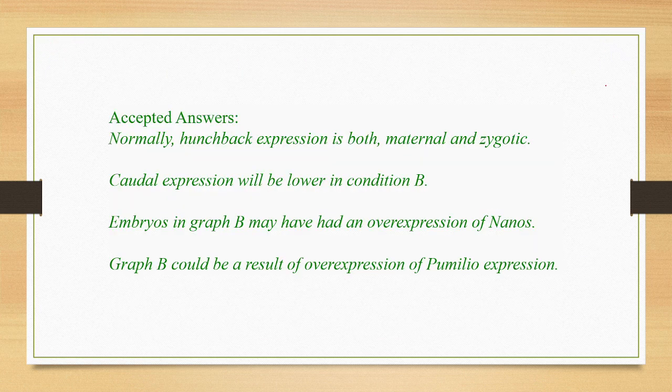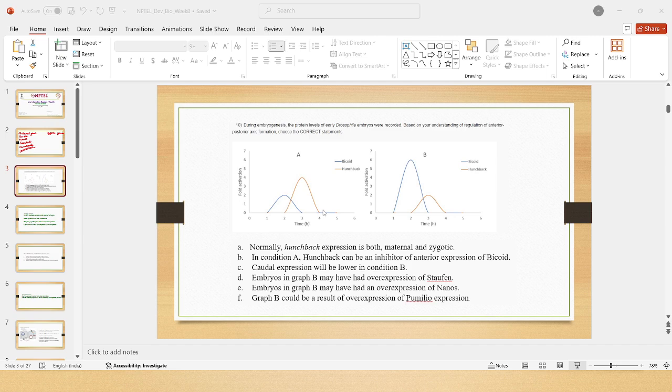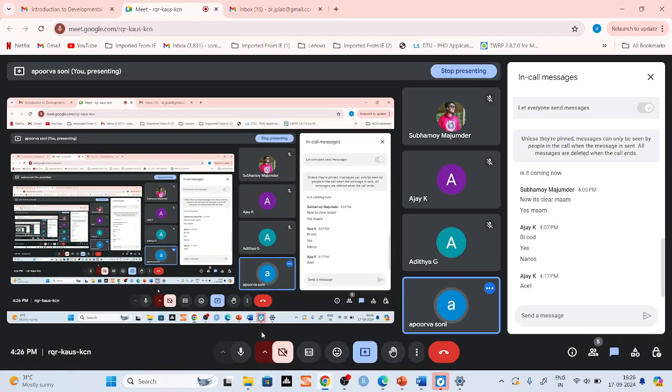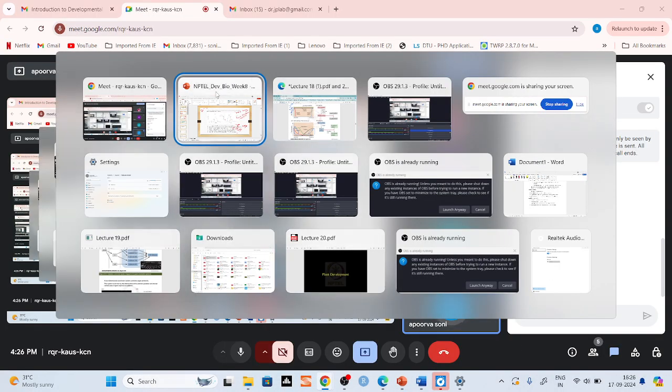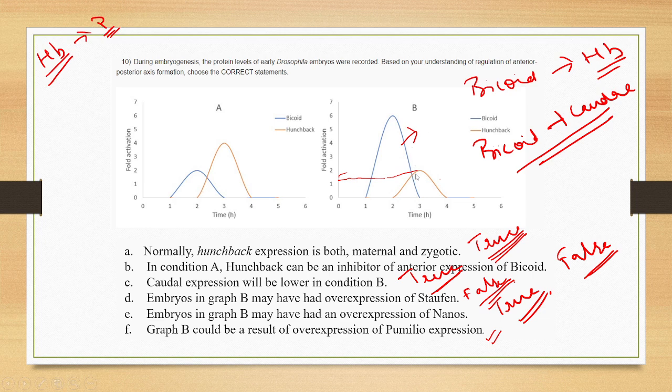In the answers, graph B could be a result of overexpression of Pumilio. Here they are saying that, according to this, F is correct. That means we cannot consider this much expression as a standard expression. Could you follow what I'm trying to say here? See, if you look at the expression level of hunchback in comparison to bicoid, it is less. So in that way, this becomes correct.